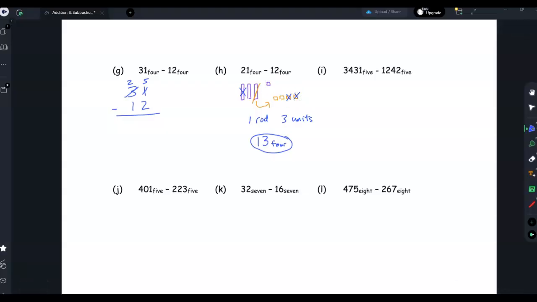So now I'm ready to go ahead and do my subtraction. Now I could do 5 minus 2 is 3, and then in my 4's place, 2 minus 1 is 1, and then put the subscript on my answer. Same answer as when we did this with the blocks.